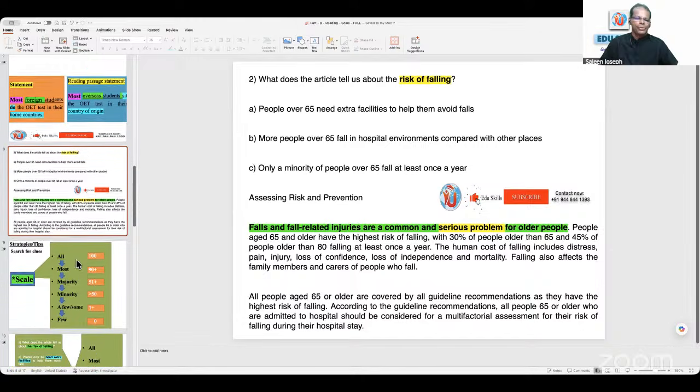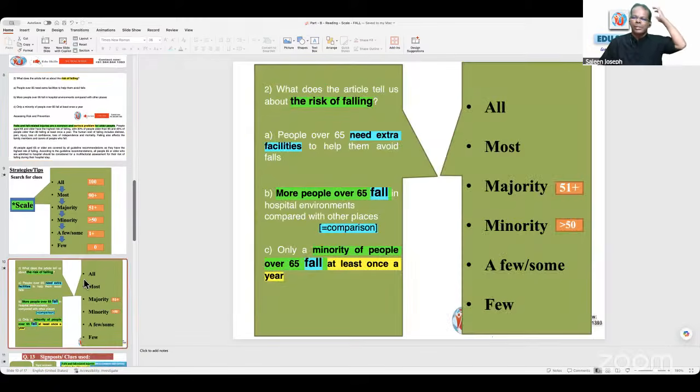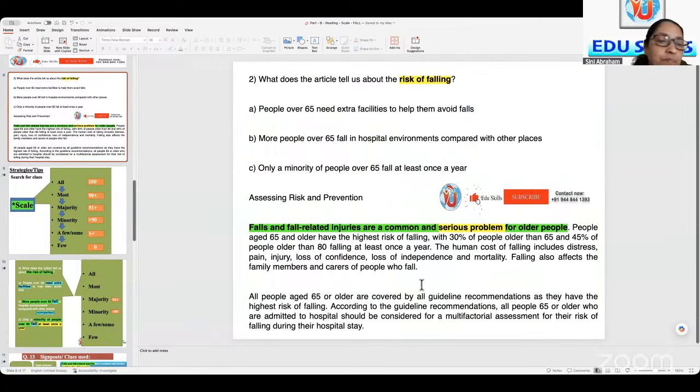I'm not explaining since we have done it. Here also a scale is being used: all, most, majority, minority, a few, some, few. See, more people over 65 fall, minority of people. More means majority. It is a synonymous expression of majority. More means falling cases are more than not falling cases. Here, minority of people means less people.